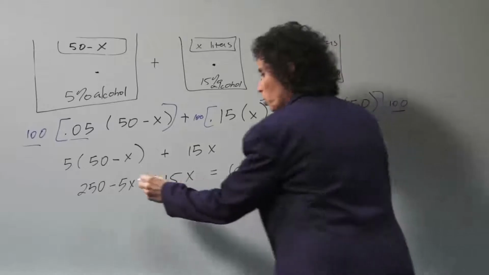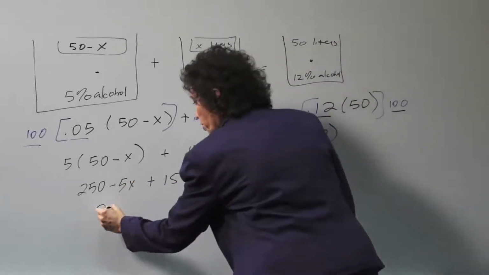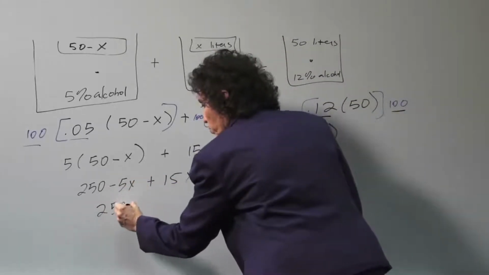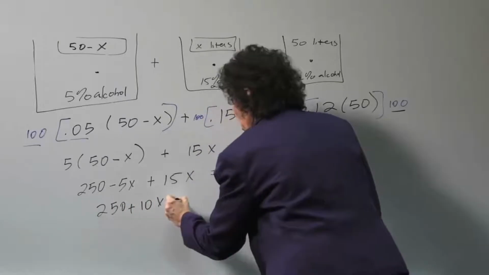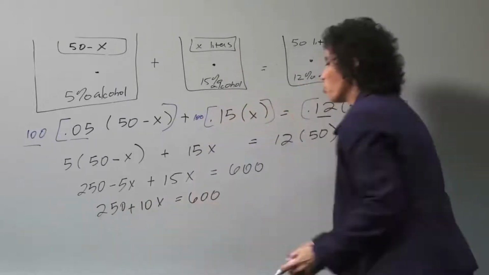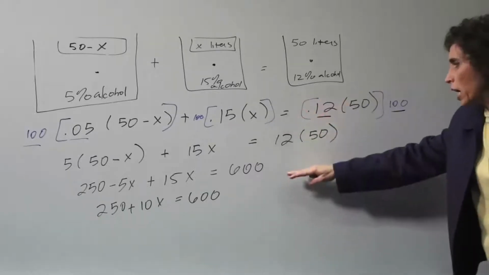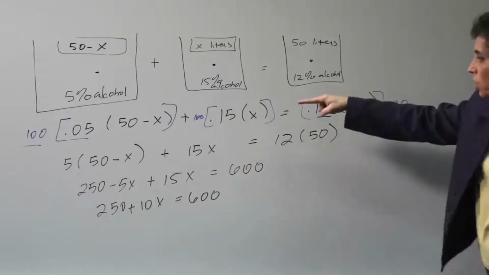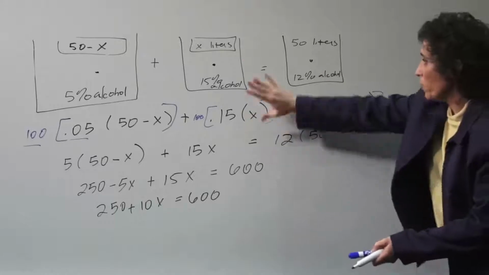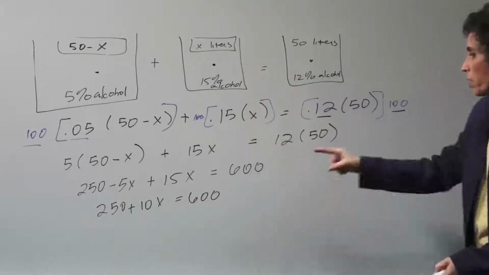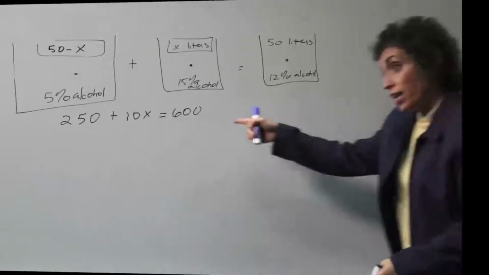Combining like terms, we have 250 plus 10x equals 600, okay? So notice what I did up to here, okay? Take a second to copy that because I'm going to erase this and I'm going to continue this. I'm just going to erase this right here. I want to keep this. Erase this so I can continue that problem. Okay, this is where I was.